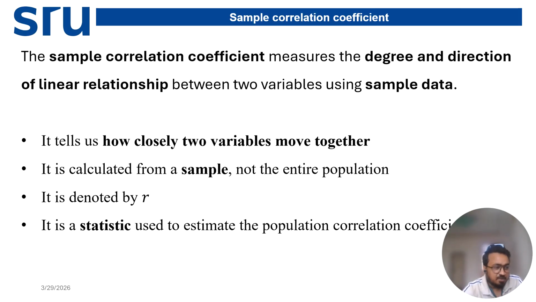While scatter diagrams are useful, they are not precise. So we need a numerical measure to quantify the strength and direction of the relationship, and this leads us to the concept of sample correlation coefficient. The sample correlation coefficient measures the degree and direction of linear relationship between two variables using the sample data. It tells us how closely two variables move together, and it is calculated from a sample, not the entire population. We will denote it by small r, and it is a statistic used to estimate the population correlation coefficient.